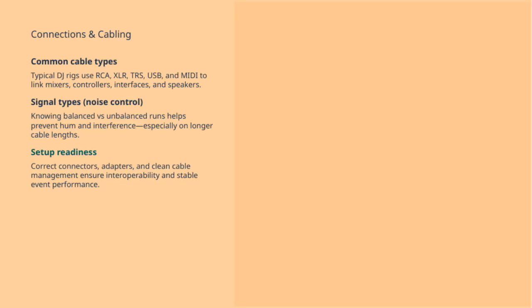When it comes to connections and cabling in a typical DJ setup, there are several common cable types you'll encounter. RCA, XLR, TRS, USB, and MIDI are the main ones you'll use to link everything together, from mixers and controllers to interfaces and speakers. Each of these has its specific purpose and advantages, so understanding which to use in different situations is key.